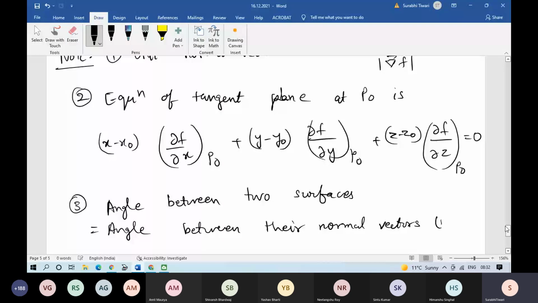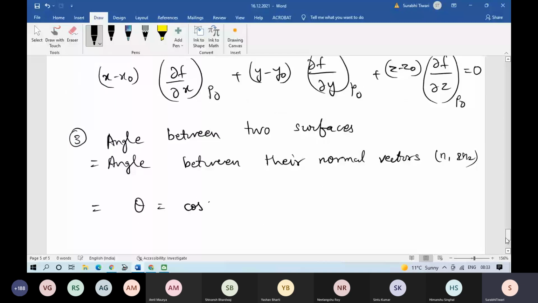तो ये क्या हो जाएगा? थीटा विल बी cos inverse mod of n1 dot n2 upon mod of n1 mod of n2. ठीक है, तो इस पे क्वेश्चन लिख लेते हैं.